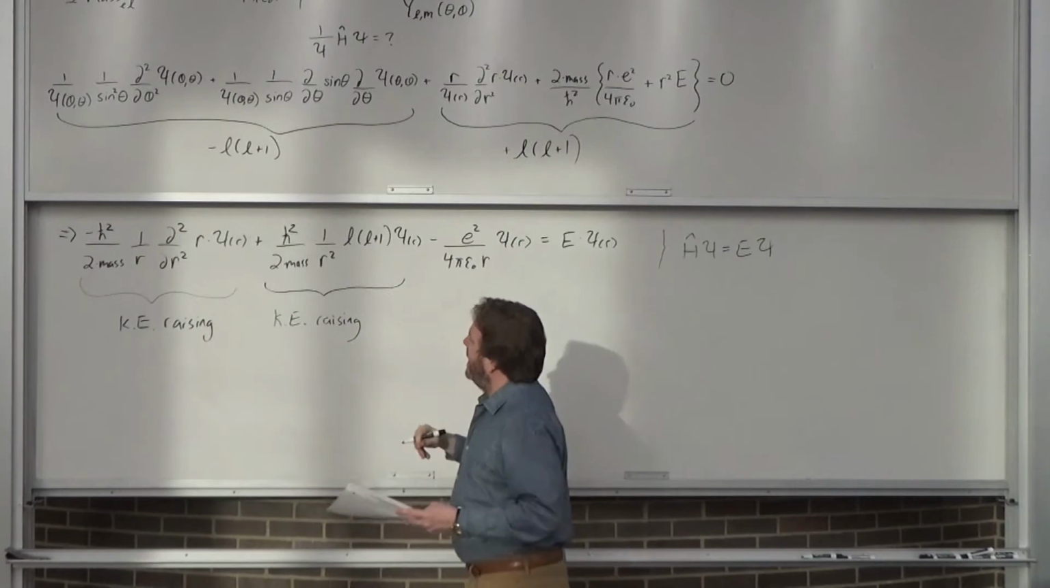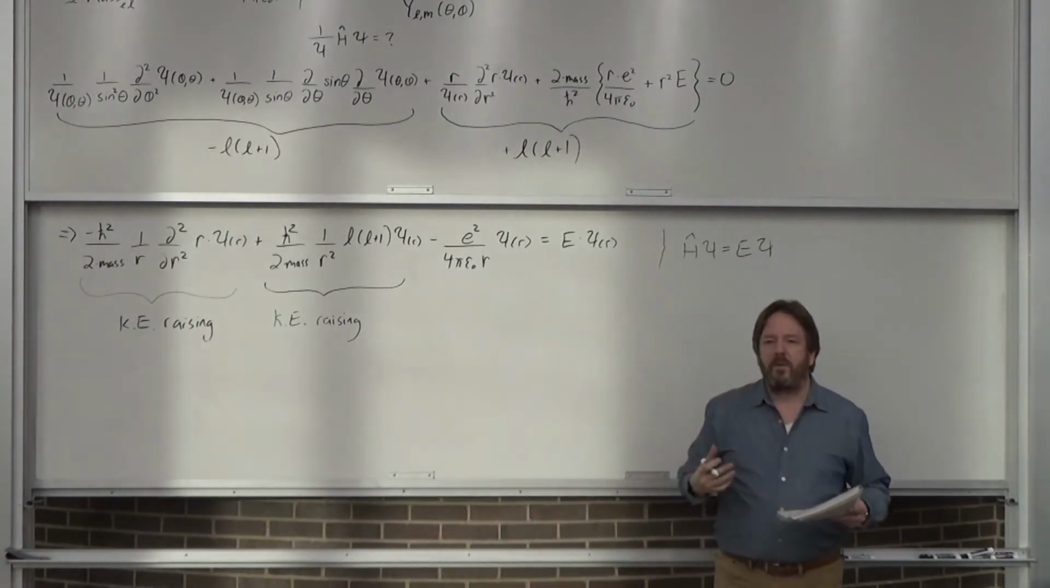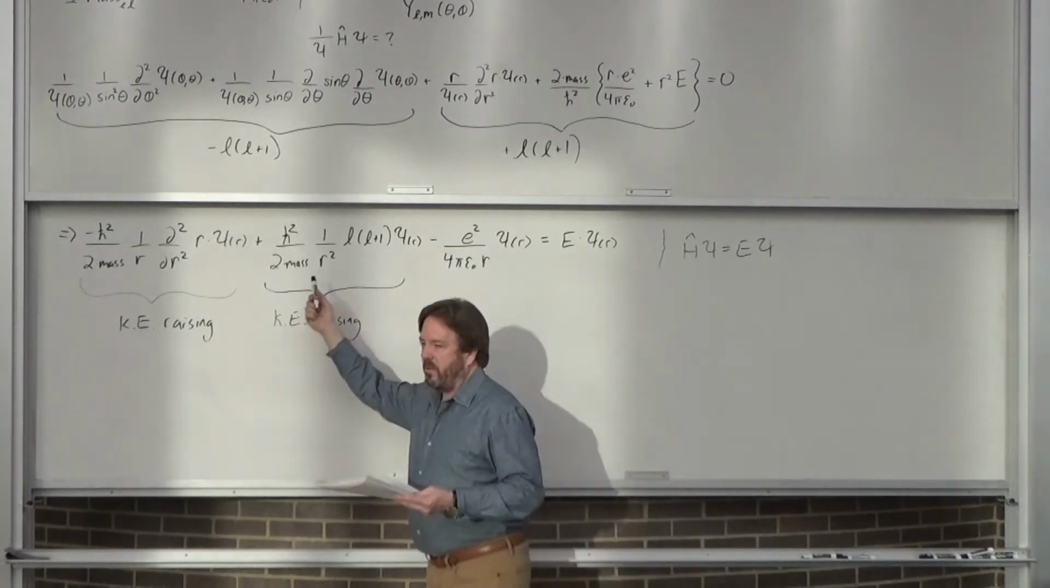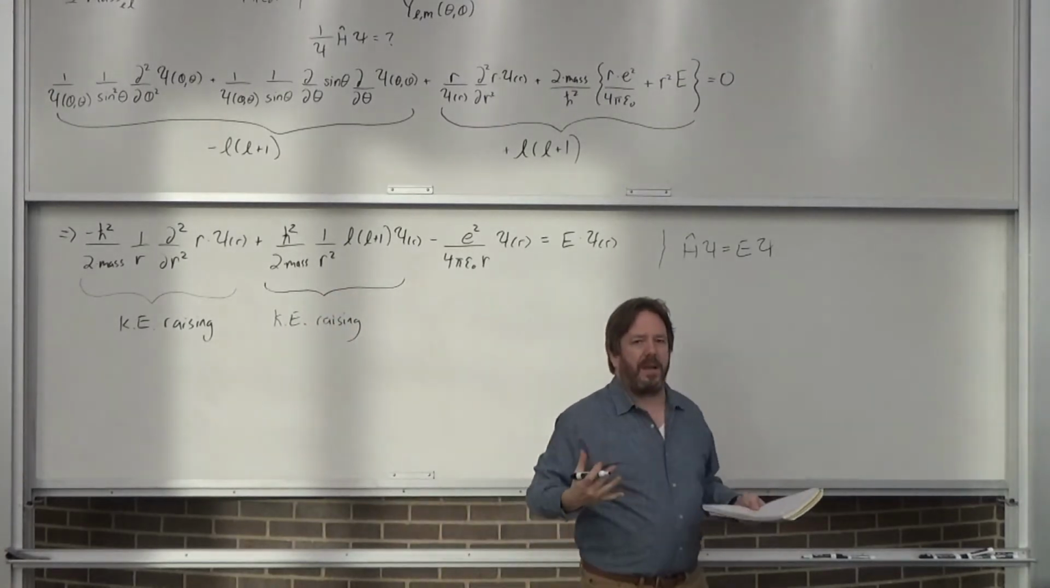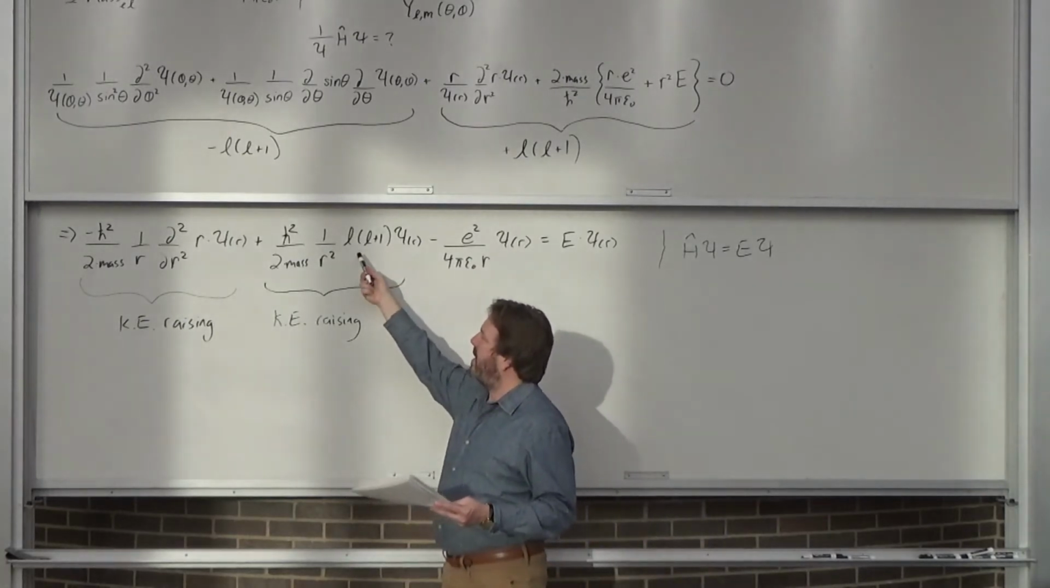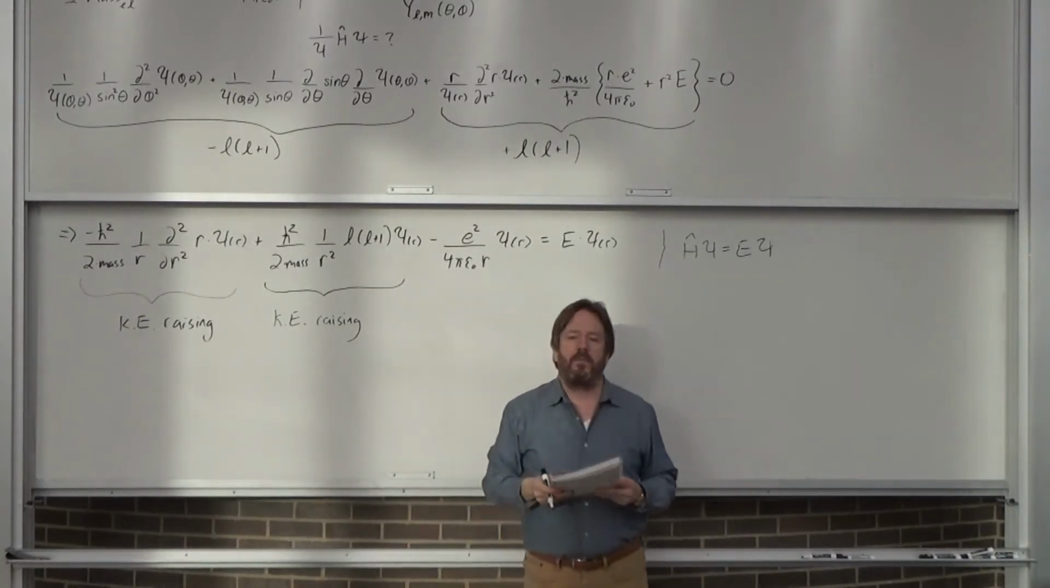But it has a lot to do, this is the rotational part, right? So this would be the kinetic energy due to rotation. I mean, it looks like a bloody mess. I only know that this is from rotation because it has that L times L plus 1.